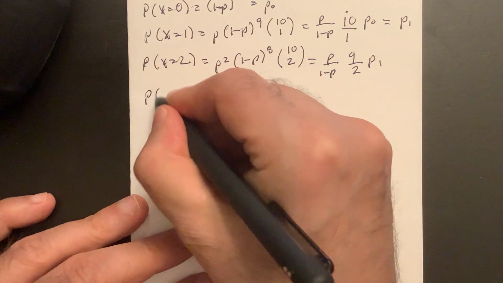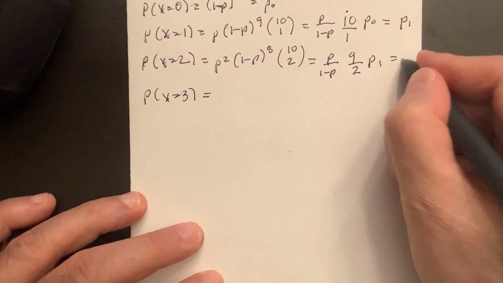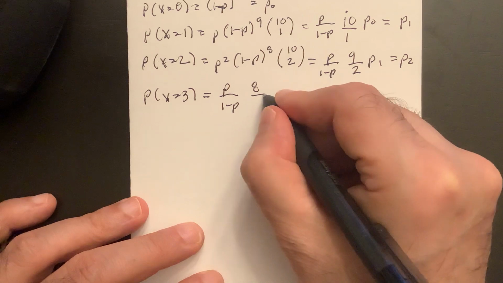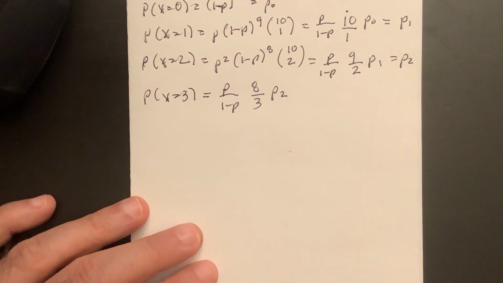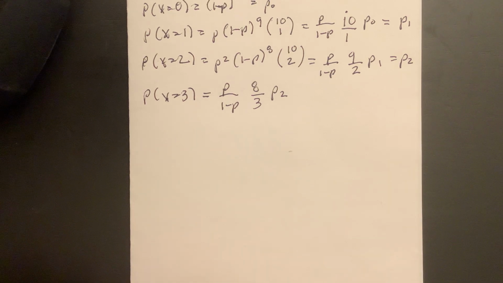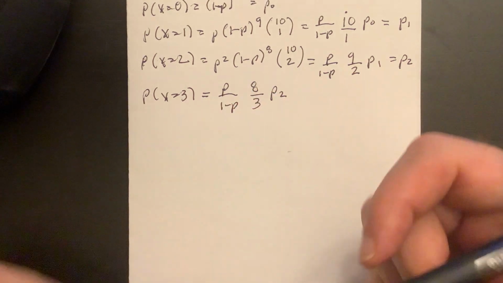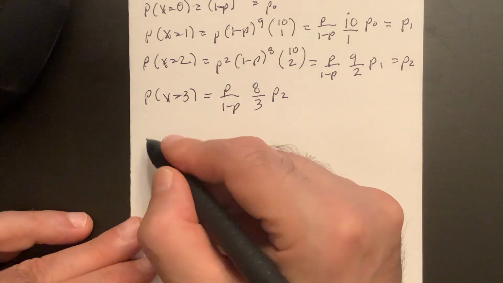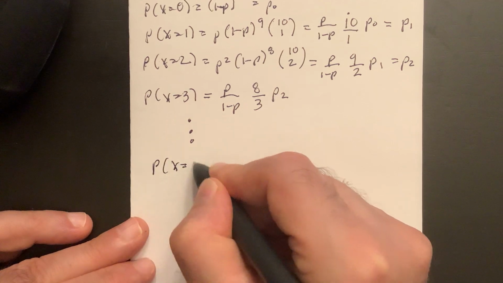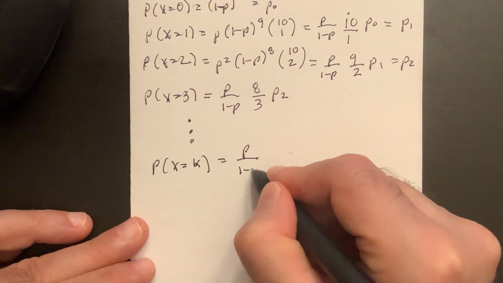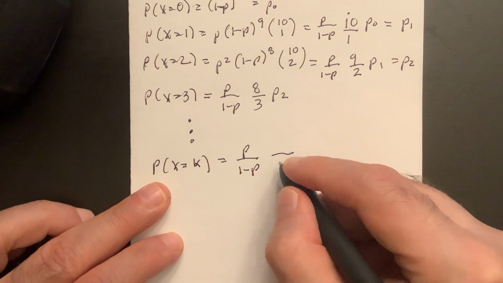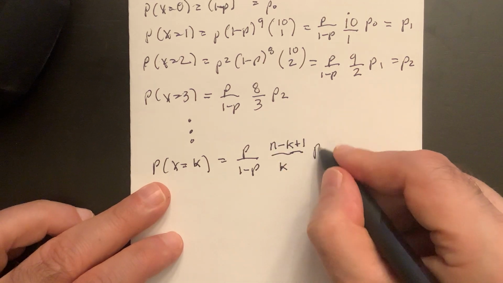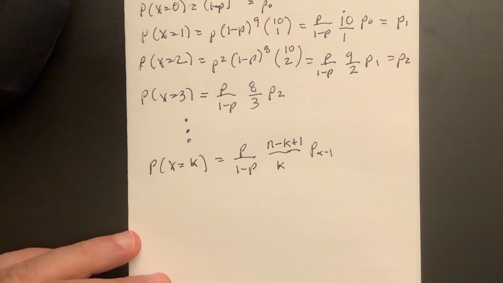So p3, what do you think probability x equals 3 is? I'm just going to dispense with this now and just say, in terms of p2, it's going to be p over 1 minus p. Now here I have 8 over 3, the new ones, times p2. And it continues like this, right? This fraction here will become less than 1 as I get close to 10. So if we go in general, probability x equals k, this will be p over 1 minus p. Down here, I have k. Up here, I have n minus k plus 1, I think. And here I have p sub k minus 1. Yes, that's the result there.